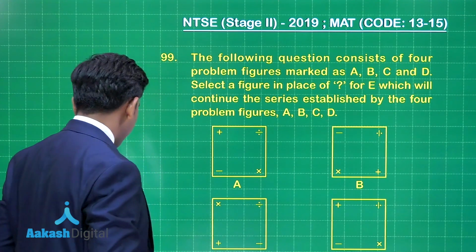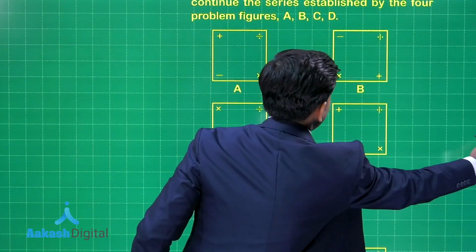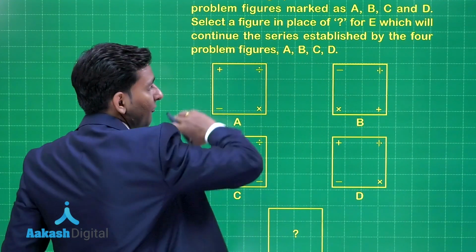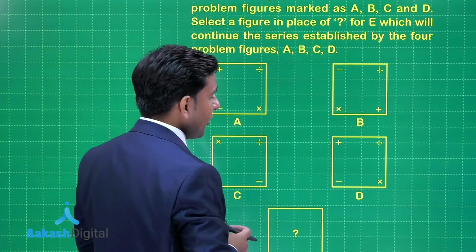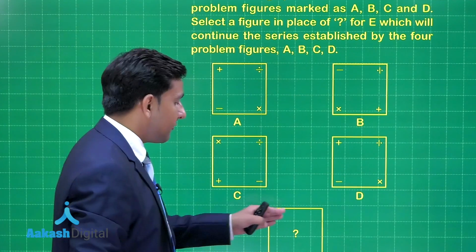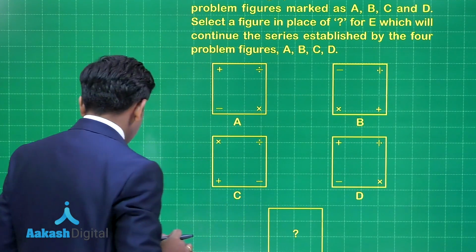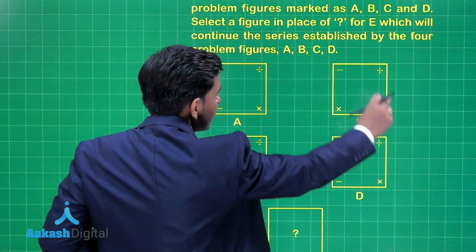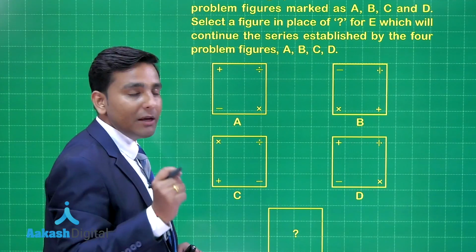So here we have 4 problem figures A, B, C and D. First we have to find a pattern that is applicable for these problem figures. And following that pattern, you have to find the figure that will replace this question mark. So let's find the pattern. Friends, when you look at the division sign in the given problem figures, we are getting a unique pattern.